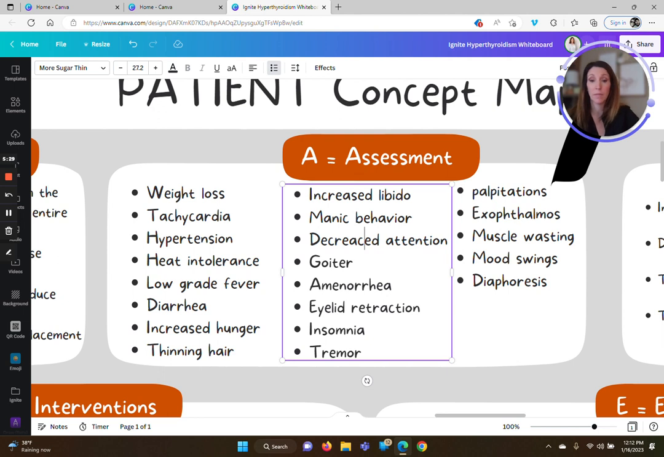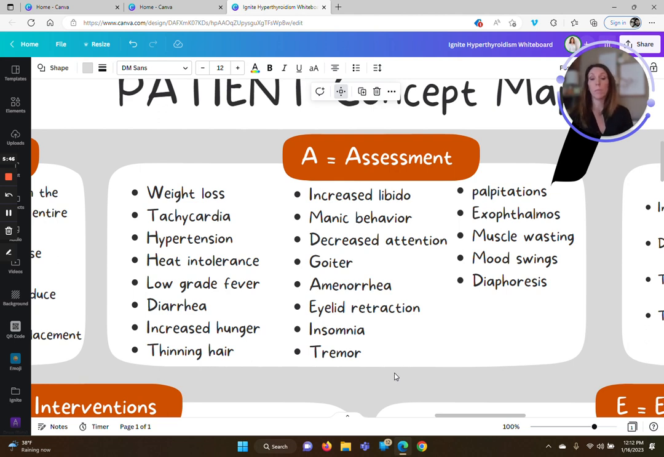And then goiter, we talked about that. They can have the big fullness in their neck around the area of their thyroid. They oftentimes will have amenorrhea, so they will have no period, no menstrual cycle. They may have retraction of their eyelids, so the eyelids get pulled back. They may have insomnia, they're not sleeping. Tremors, so they shake. They may develop palpitations, which is where they feel like their heart is racing, and their heart probably is actually racing, but they feel like their heart is going to beat out of their chest.